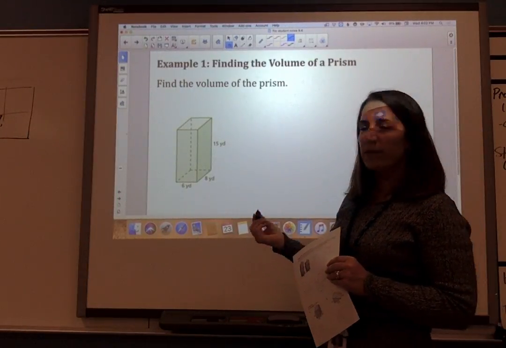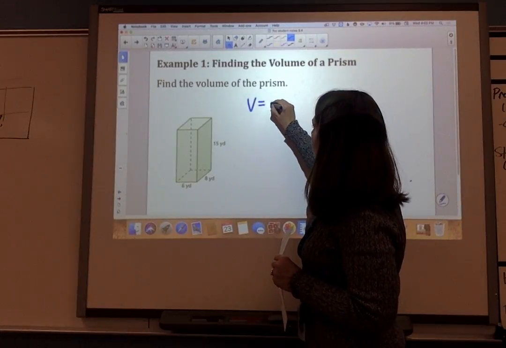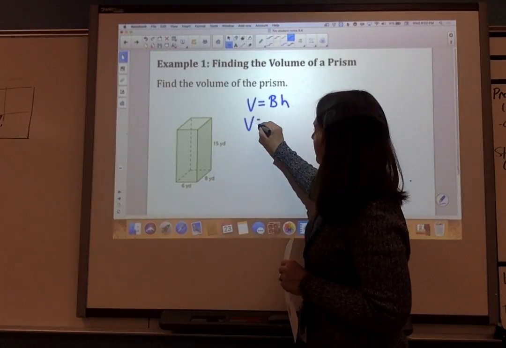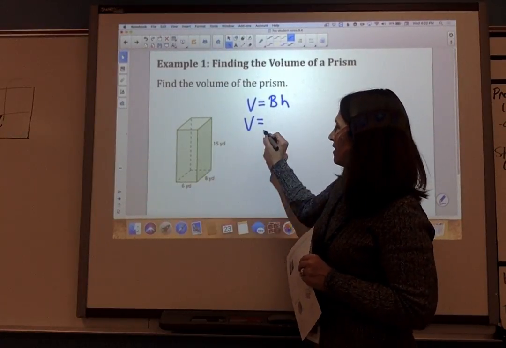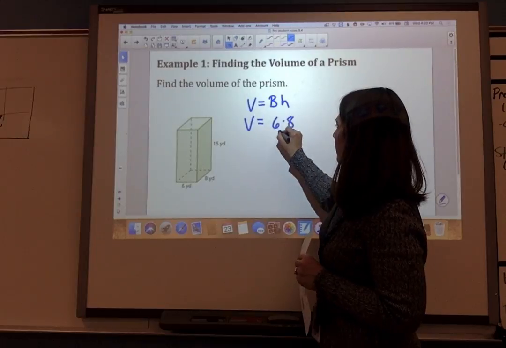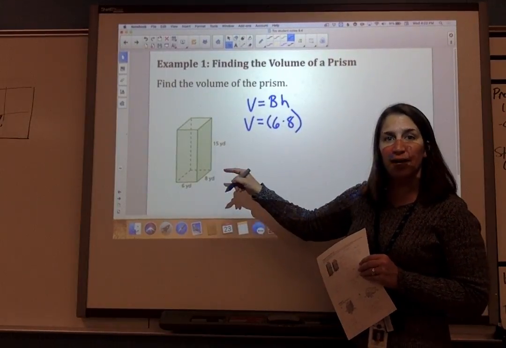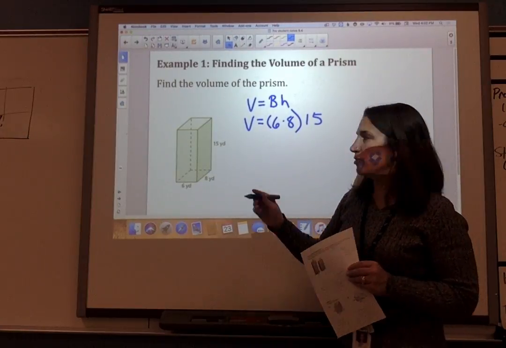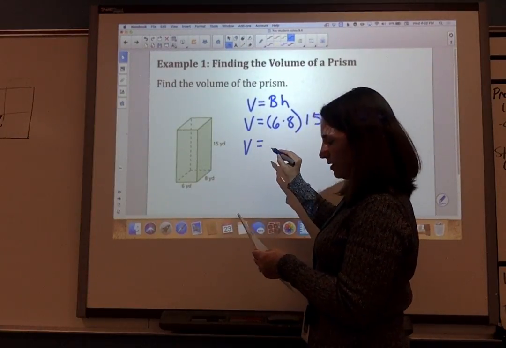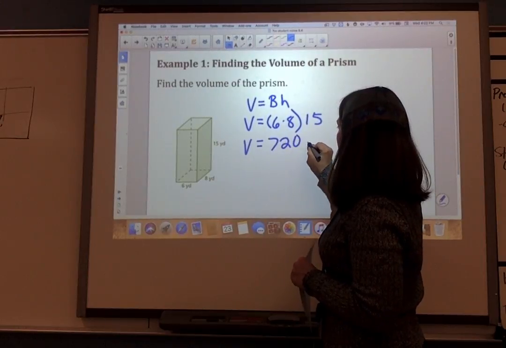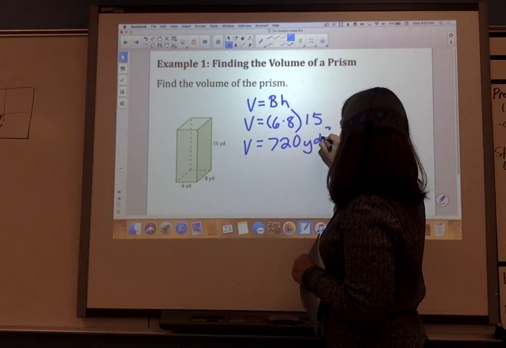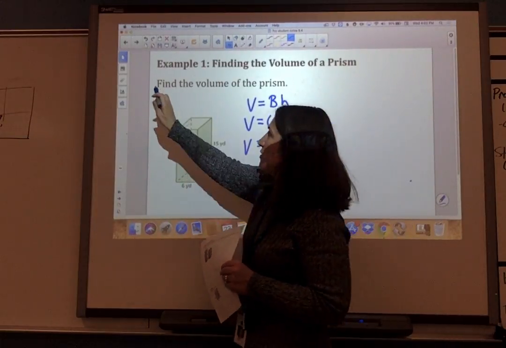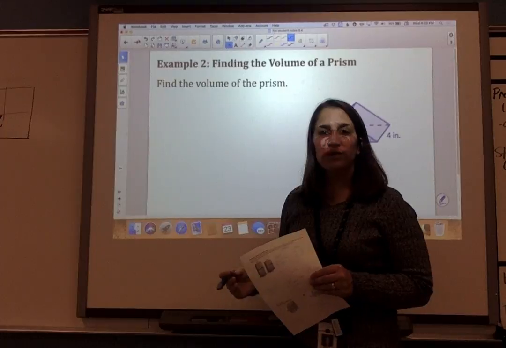We're going to find the volume of the prism, and we're always going to start with V equals capital B times H. And in this case, our base is 6 times 8, length times width, and then our height is 15. Now, multiplication is commutative. It doesn't matter what order we multiply. You can use your calculator. It's 720 cubic yards. Our units are always going to be cubic when we're doing volume to show that it's three-dimensional.